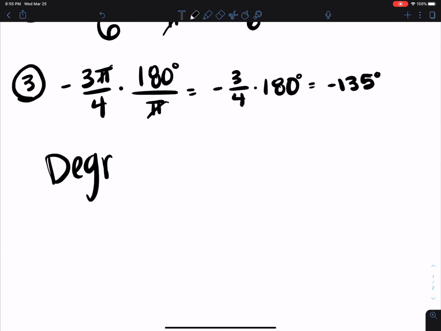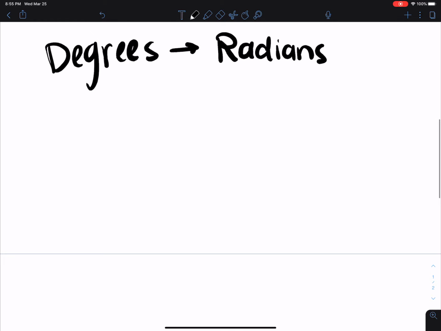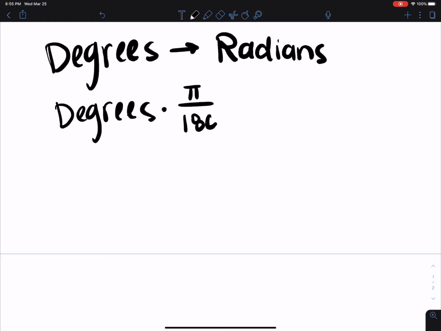So that is converting from radians to degrees. Now we're going to go from degrees to radians. So what we do is we take our degrees and we do the opposite. Instead of wanting to take out the pi, we need to add in a pi. So we're going to multiply by pi divided by 180, and that's going to give us our answer in radians.